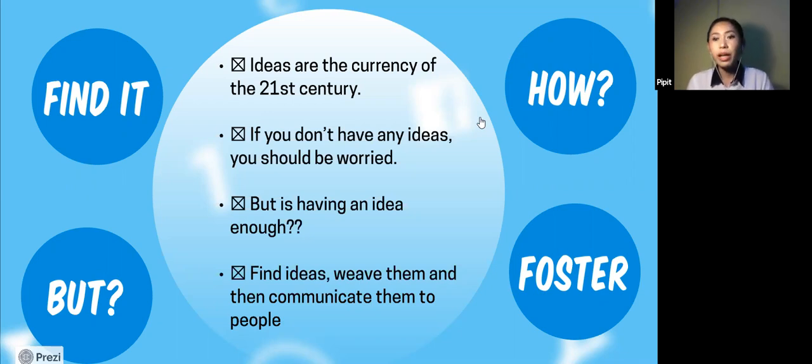You're in trouble because you should have ideas in the 21st century. But I know a lot of people have a lot of good ideas. Is having an idea enough? In my opinion, it's not enough. You have to be able to find good ideas, weave them into logical strains of thoughts, and then communicate them to people. So the first question is, how to find it?